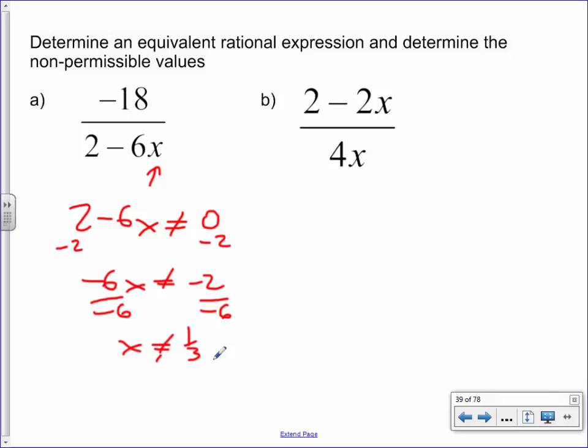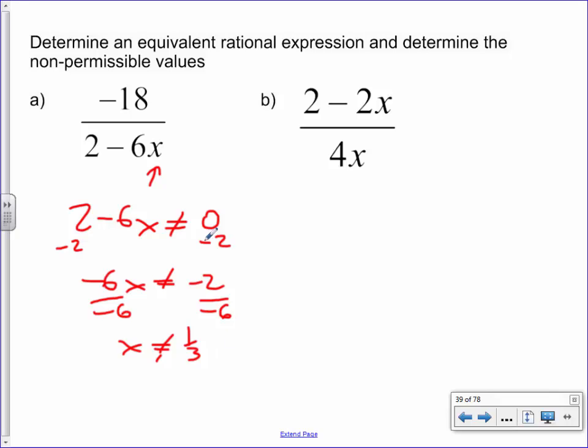So what we've done here is we haven't actually solved it. All we've done is we've said this is the one number that x can't be. x cannot be 1/3, because if it was, you'd be dividing by 0. So far, so good?